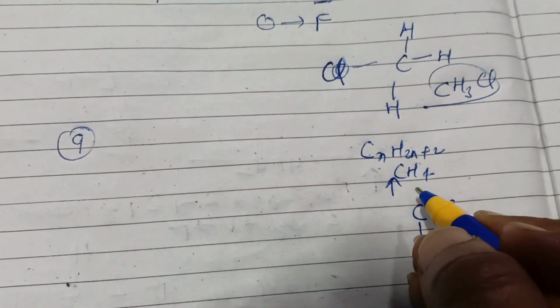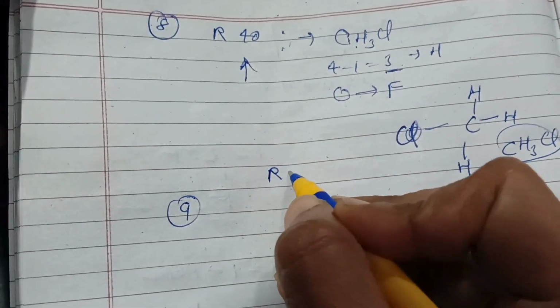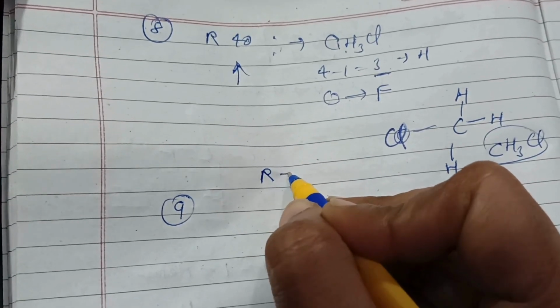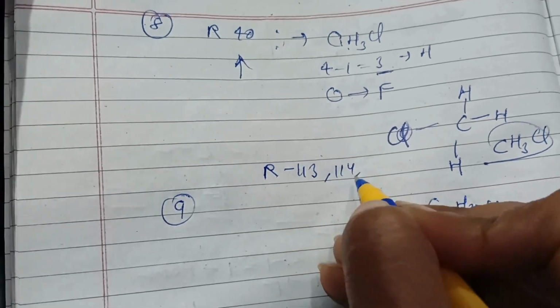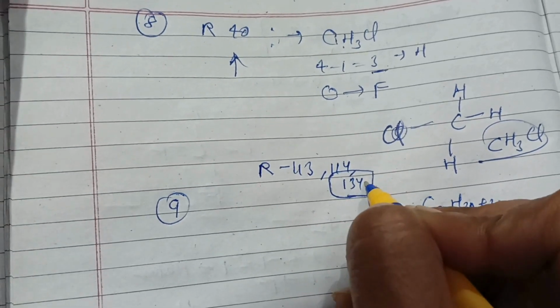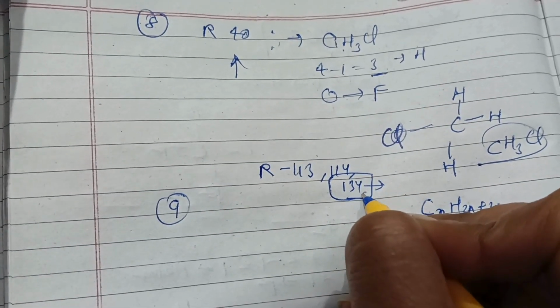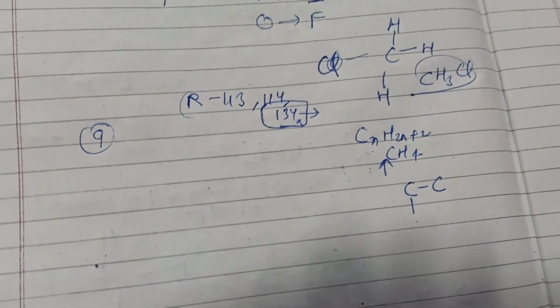So in ethane based refrigerants, whenever you see a 3-digit figure next to R, suppose I write 113, another refrigerant can be 114, or suppose 134, which is the most popular, most widely used, the eco-friendly refrigerant R134a. We will see the nomenclature of all of these, but we'll cover them one by one.